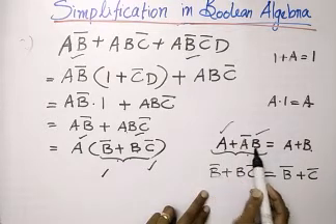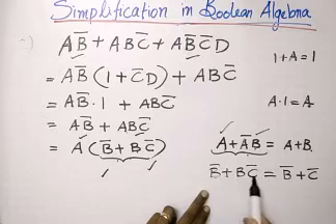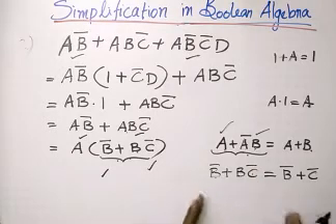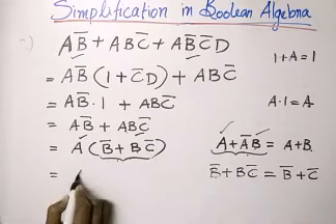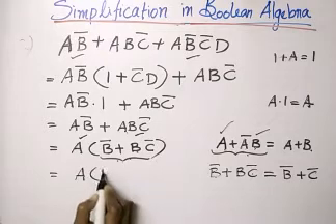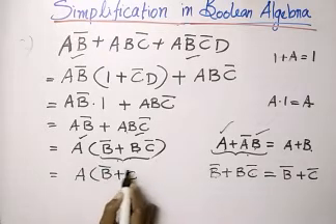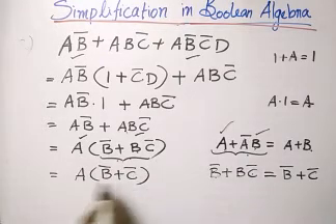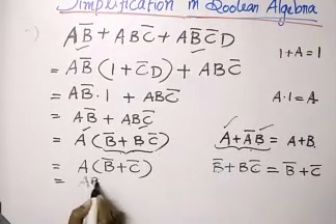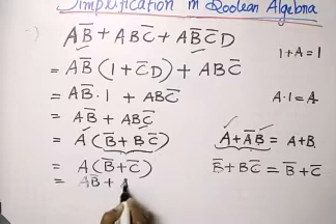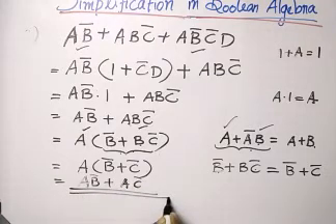Here A or A'B is equal to A or B, that is A or B. Then B' or BC' is equal to B' or C'. Then I can replace it. It is equal to A into (B' or C'). Then again I can reduce it as AB' or AC'. This will be the final answer.